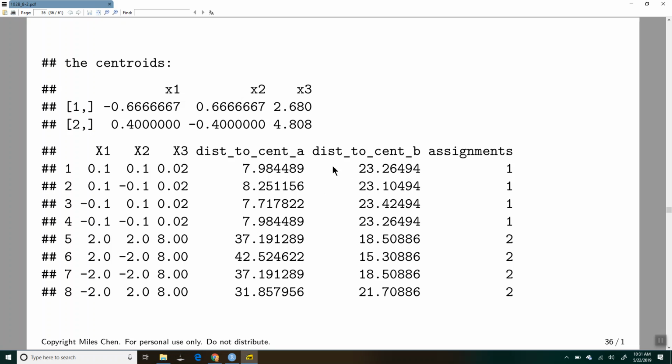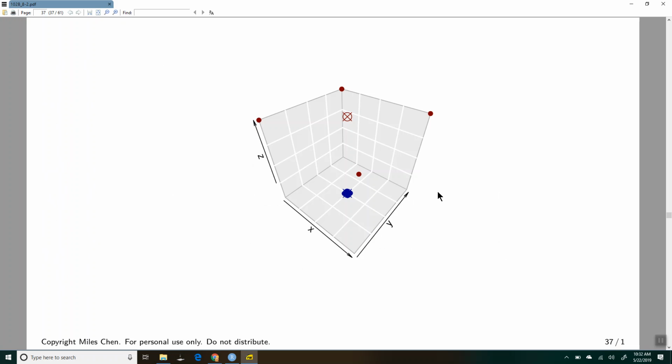So these are the distances to the center, and then based on this, we recalculate the assignments. We say, well, the distance to centroid A is smaller for these 4 points, so they're going to get reassigned to cluster 1, and the distance to centroid B is smaller for these points, so they get reassigned to cluster 2. Okay?